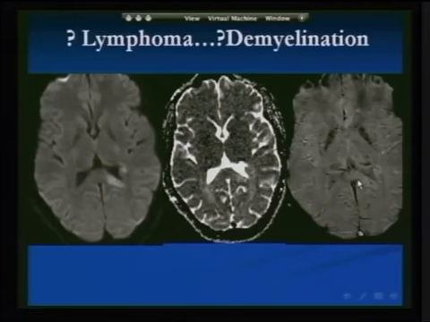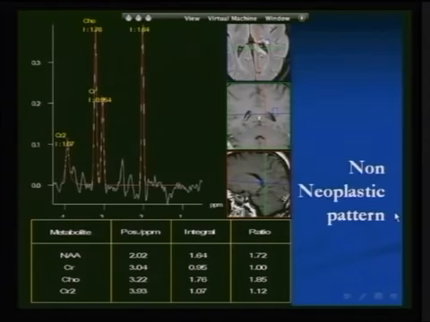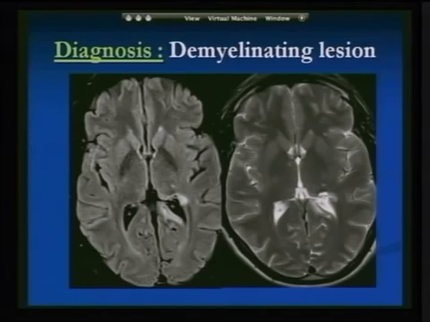Again, the differential diagnosis. Is this lymphoma or a demyelination? Do we have to proceed to another type of chemotherapy or just give corticosteroids? Proceed to spectroscopy. The curve is a normal one. The lesion is isoperfused, and the diagnosis was demyelinating lesion, not lymphoma, in spite of the fact that the patient was treated for lymphoma.